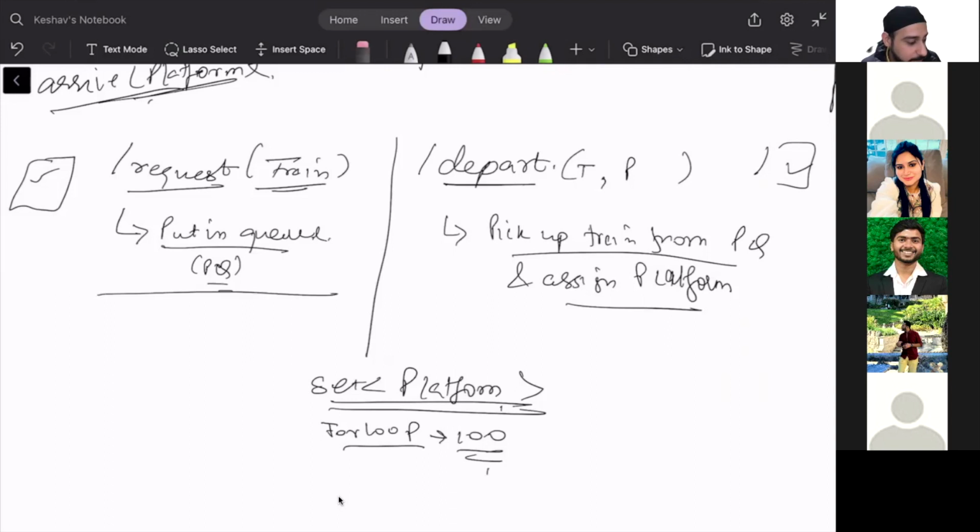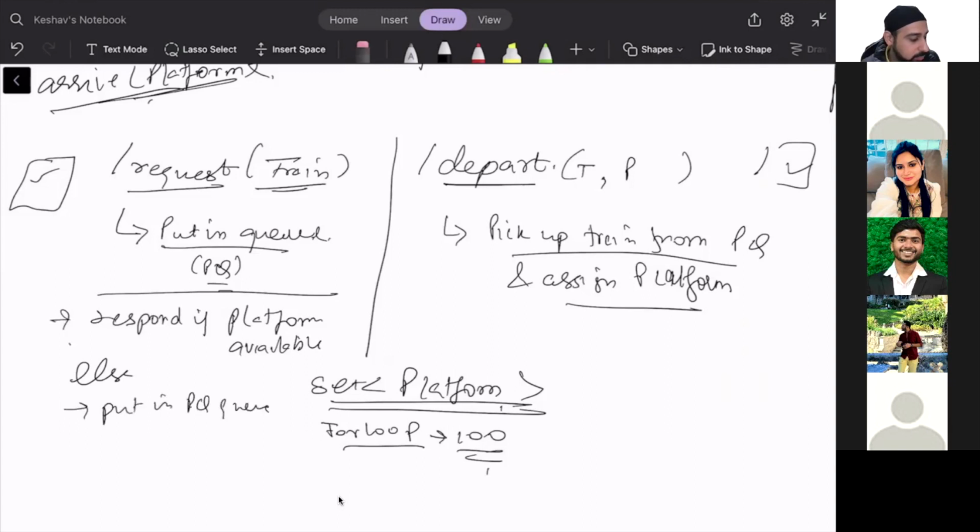So I'll just take it as a separate approach. You respond if platform available, else what? Else put it in the priority queue. Is this right, what I wrote? Respond with the platform if available, else put it in the priority queue.